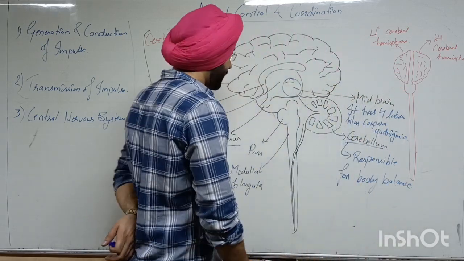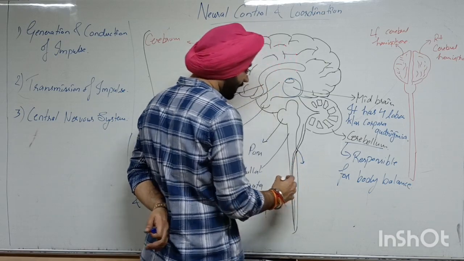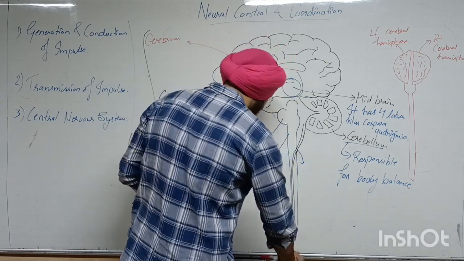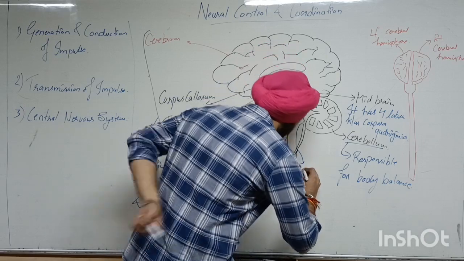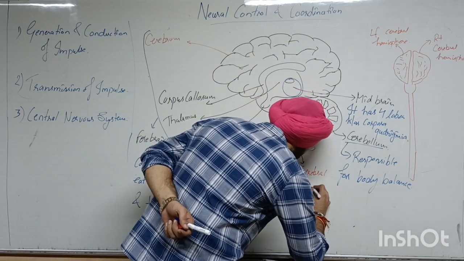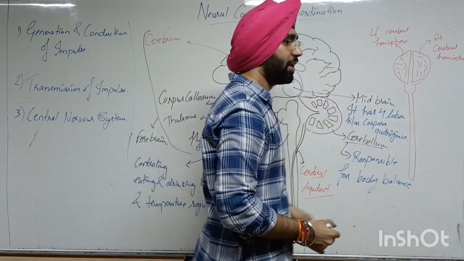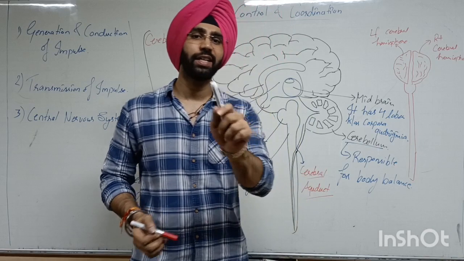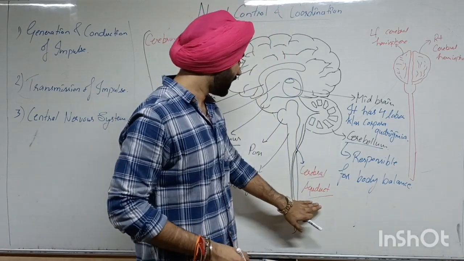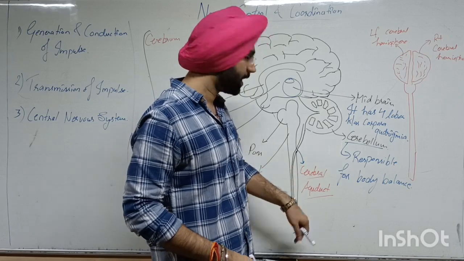Okay. And this duct is known as cerebral aqueduct. Here I am writing it with some other color: cerebral aqueduct. So what is the meaning of cerebral aqueduct? Actually it is the duct which is carrying the CSF, that is cerebrospinal fluid. The CSF is being carried inside the cerebral aqueduct.